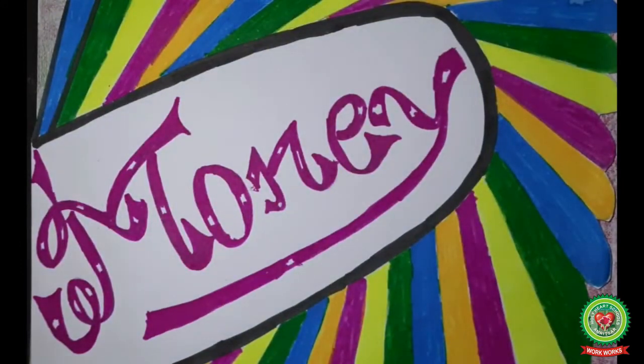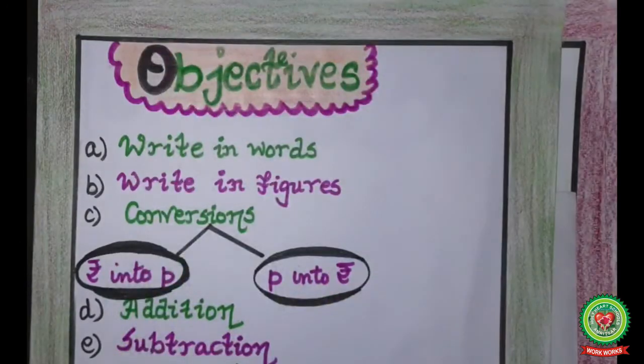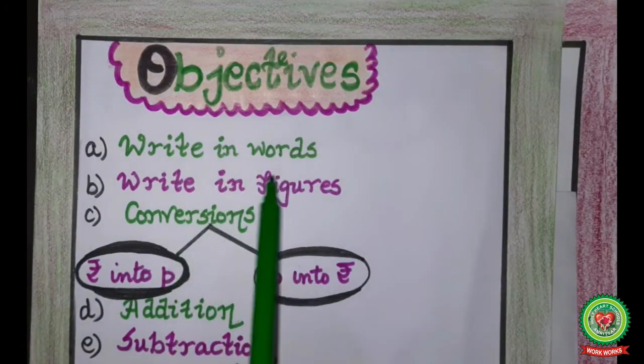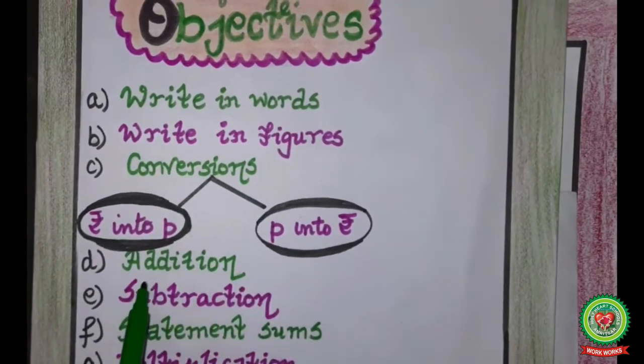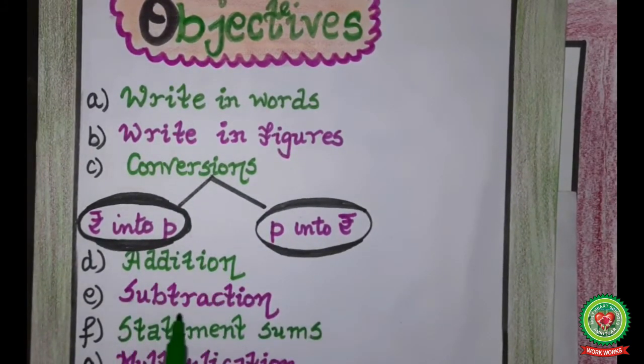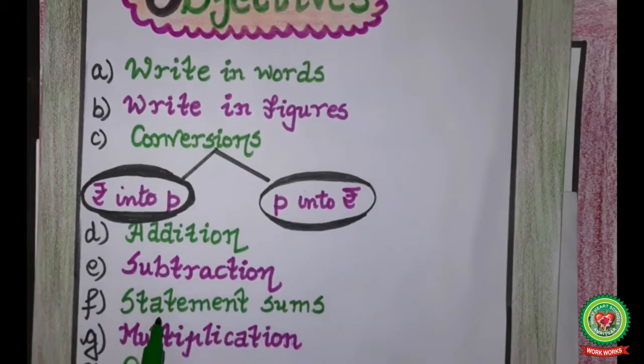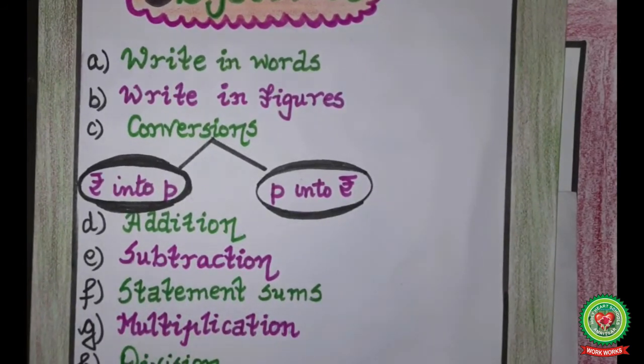Students, in chapter money, we have already done topics write in words, write in figures, conversions, addition, subtraction and statement sums. Today, I will discuss multiplication and division topics with you. To understand these topics, let's take some examples.